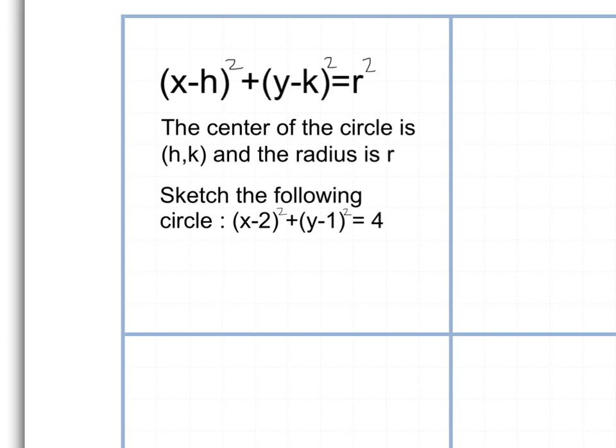We need to figure out the center. And the center, in this case, is going to be, what did we say? The center is (h, k), where h is this number right here, and k is this number right here. So the center of this circle is going to be (2, 1). And the radius in this case, well, let's look at it. r squared, in our case, is 4. So what value of r would give us 4? Well, the radius must be 2.